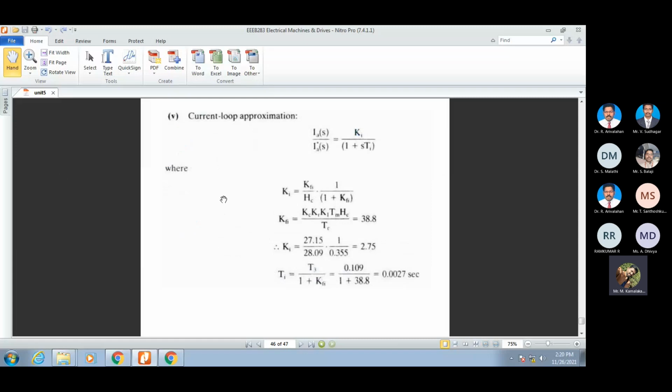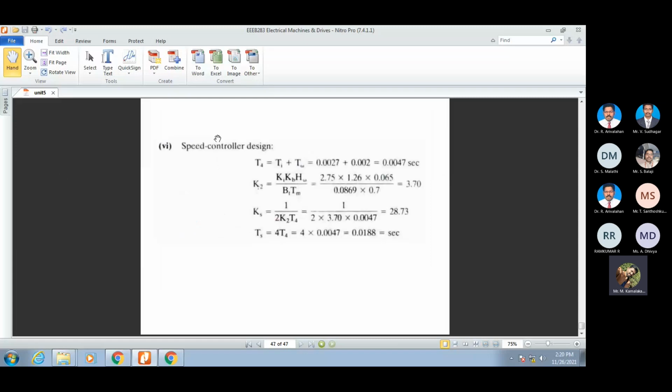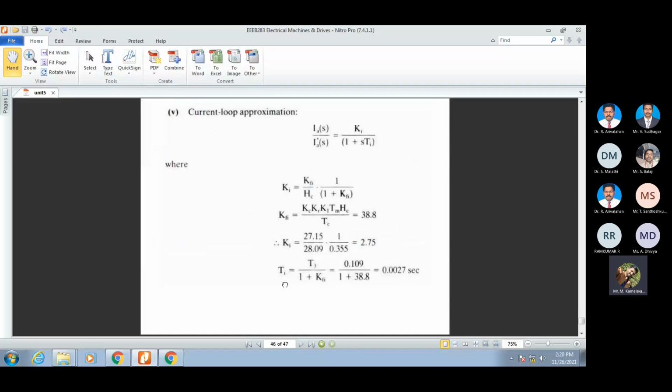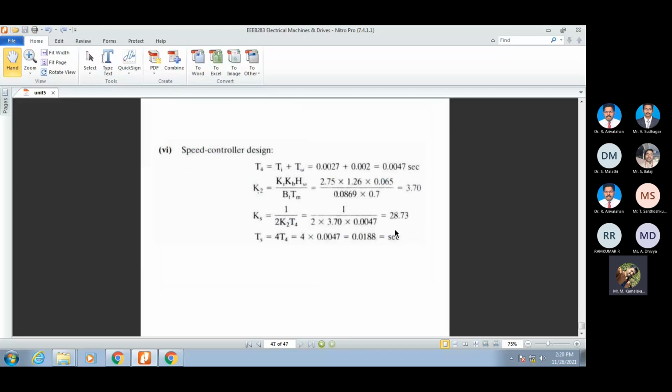And the approximation we are doing is the current controller approximation for a first order system. So that Ti and Ki value also we are computing. So step by step, after knowing everything, we are doing. With this one problem, whatever mathematical equations we have derived so far, everything is applied over here, and for this real-time application we are getting everything.